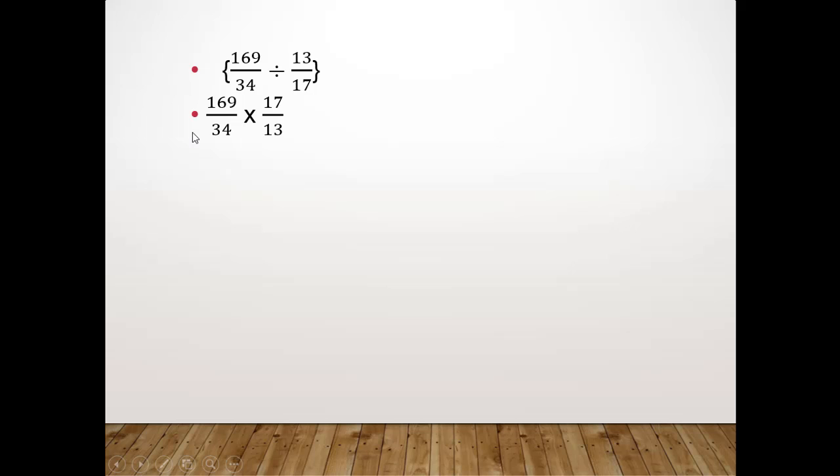Okay, now we have two ways to solve these fractions. First, we multiply the numerators and the denominators. The second is that we can cancel the values directly, like 13 and 169 come in the table of 13, and 17 and 34 also come in the table of 17. So both ways are correct.